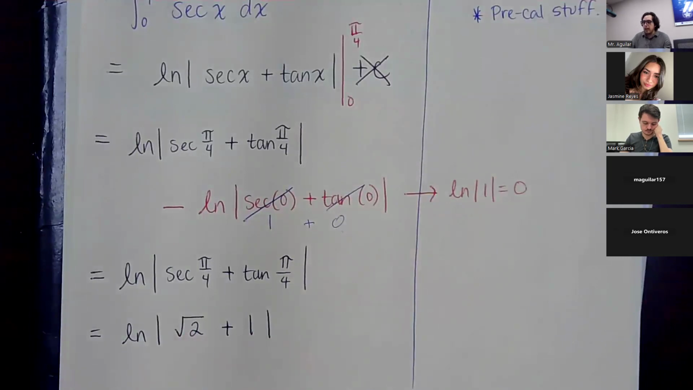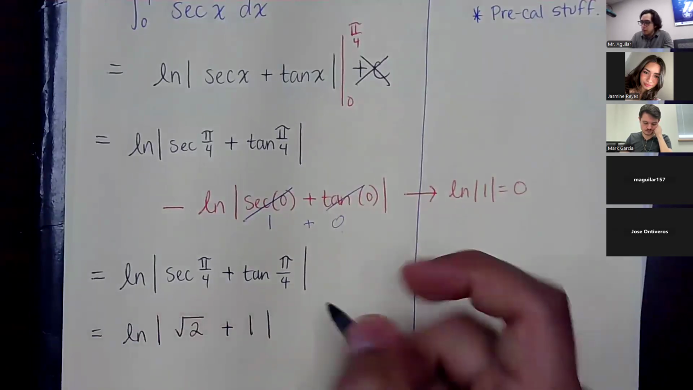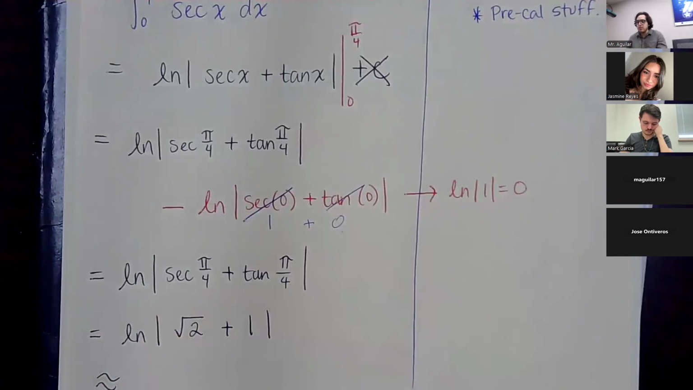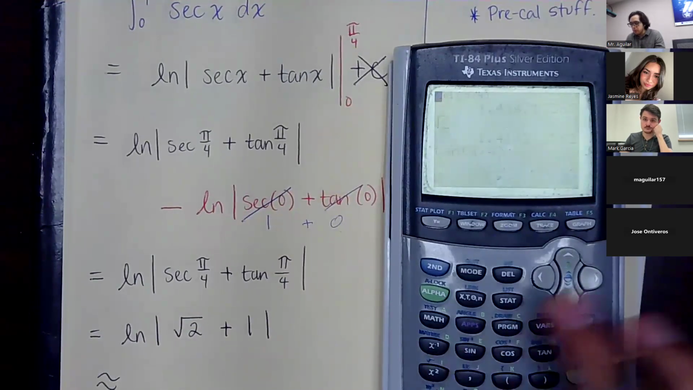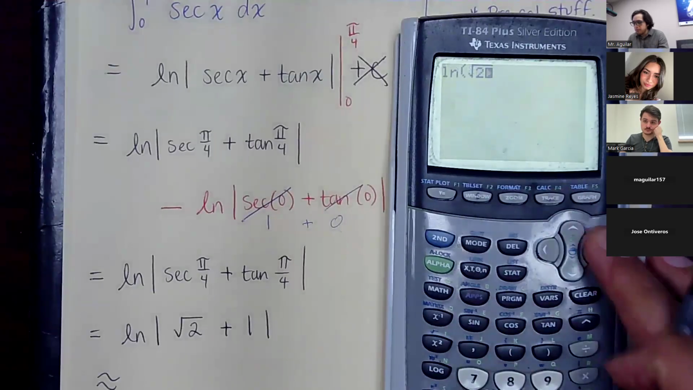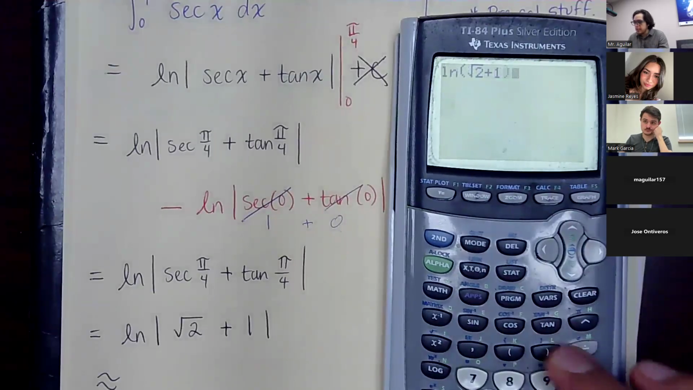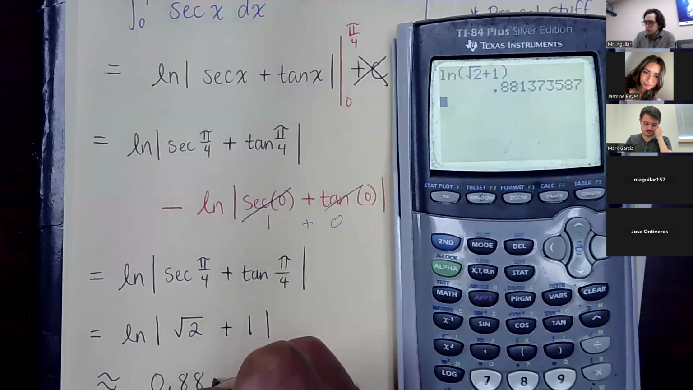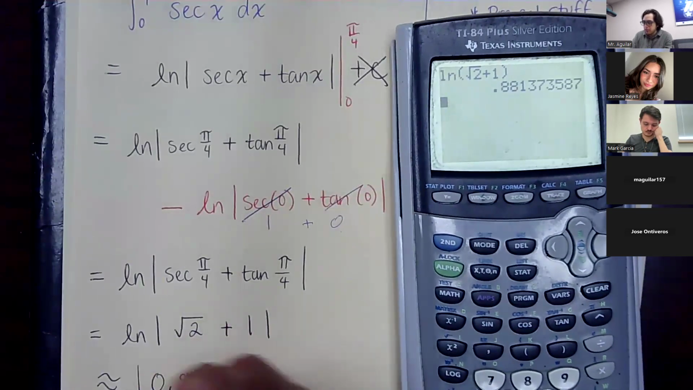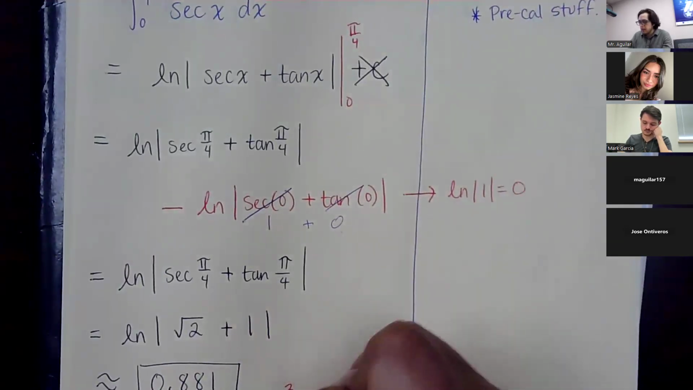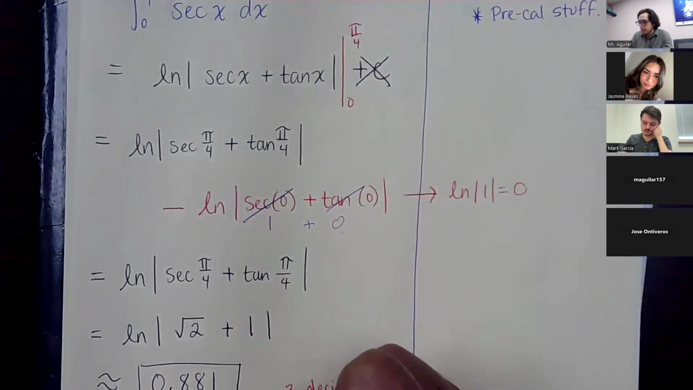Okay. And in some places in WebAssign now, they're going to say, go ahead and round off to 3 decimal places. So like, let's just put that in the calculator. We've already done enough work as it is. I'm going to put the square root of 2 here, plus 1 inside the natural log, and I'm getting about 0.881, and I'm just rounding off to 3 decimal places. Okay, so just make sure you read those instructions carefully to see how far it wants you to round.